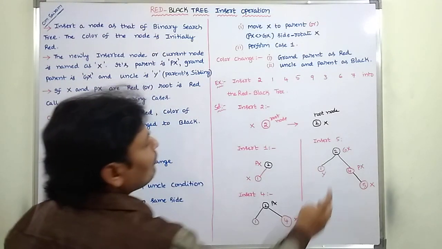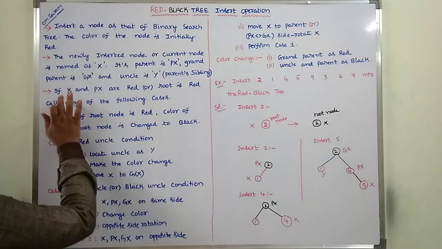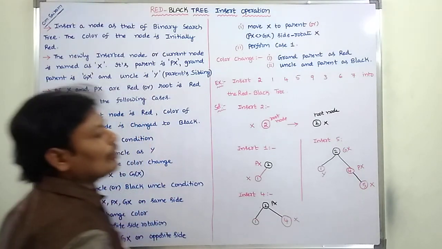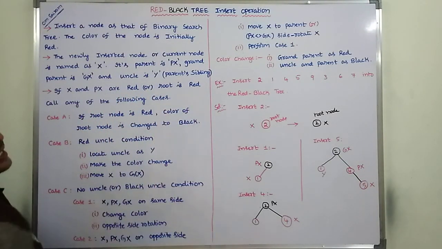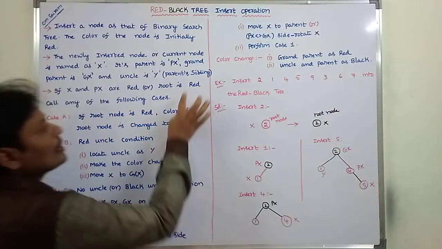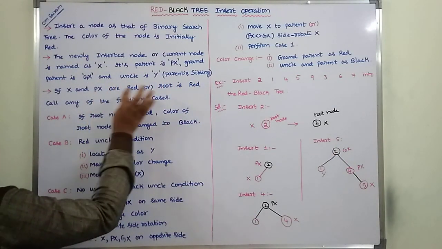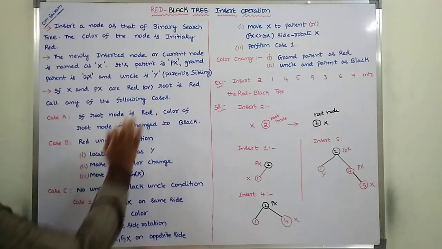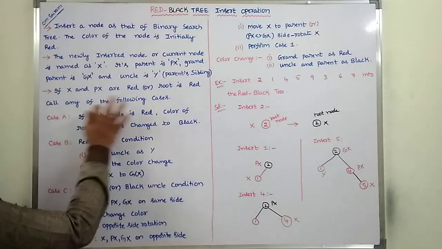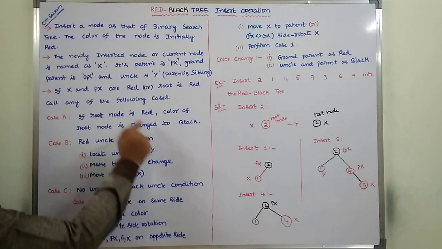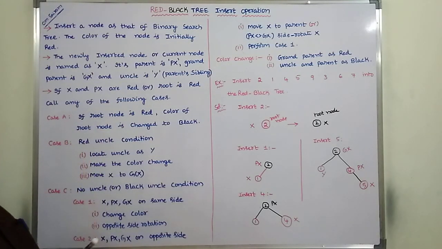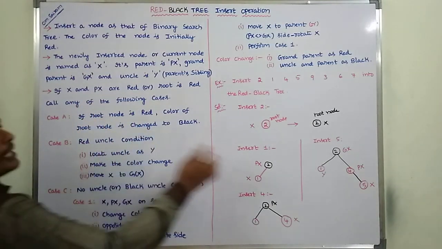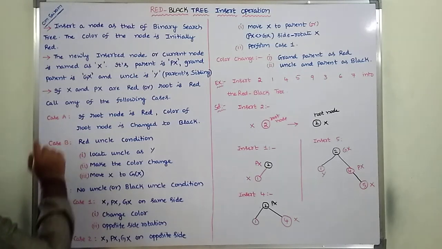It is denoted by y. Next, if x and px are red: here x is red and px is red. Both are red, or the root is red. The root is not red, root is black. So this is false and this is true. True or false is nothing but true. Call any of the following cases. If this condition is true, then whichever of the following cases is true, that case is followed. Now go for case A. If root node is red, no, root node is black. So case A has failed.